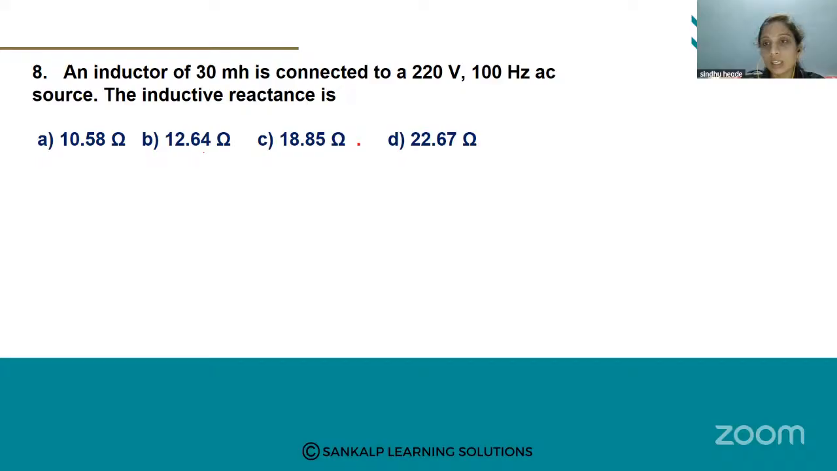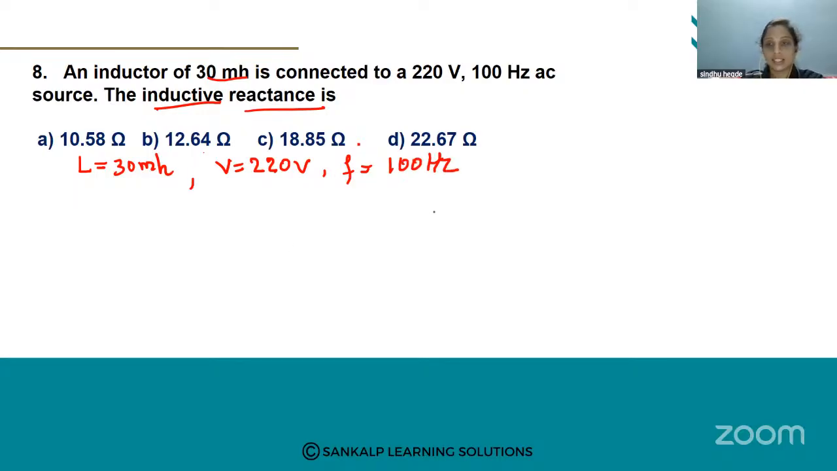Okay. See, first here they ask the inductive reactance. Write the given things here. An inductor of 30 millihenry, right? How to represent inductor? Inductors are represented by the letter L, right? L is equal to 30 millihenry. Then again they give the voltage. V is equal to 220 volt, right? Okay. Then again they give the F value, that is 100 hertz. These all are the given things. Here they ask the inductive reactance.